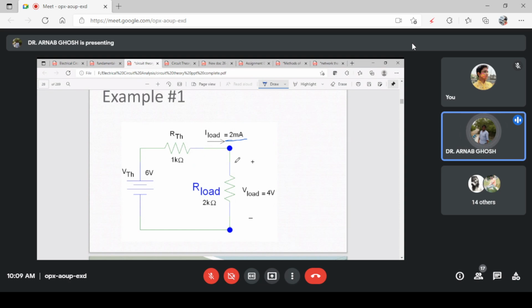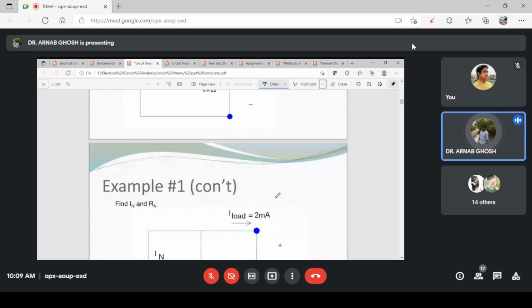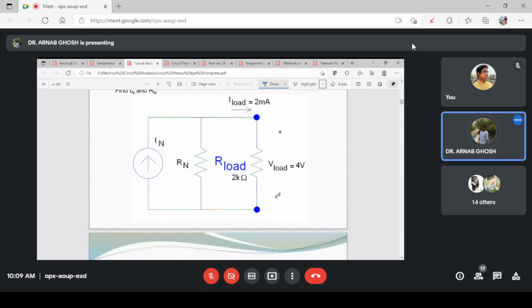If this 2 milliampere is flowing through this R load, what will be the voltage across the load? The voltage across the load will be 4 volt. Now you have to draw its equivalent Norton circuit. You note the load current to be 2 milliampere and the V load to be 4 volt. You know these two, but what is unknown to you? You do not know IN and RN. I have said that RN and RTH must be equal, but you do not know if they are equal. So you have 2 milliampere, you have the load voltage, you have R load which is 2 kilo ohm fixed. You have to calculate IN and RN.